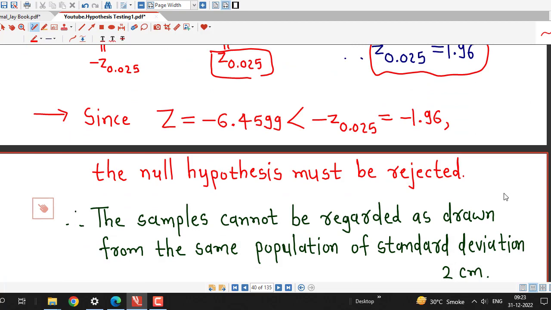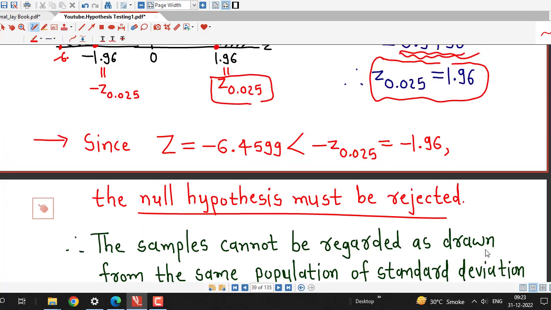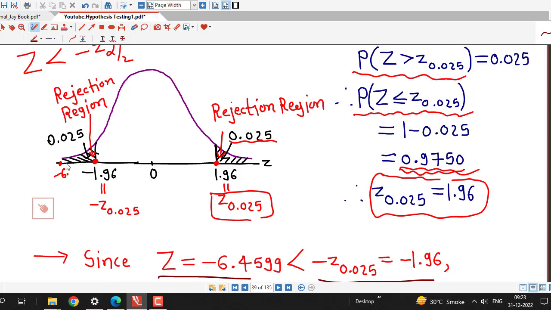And what was the null hypothesis? Null hypothesis was that samples are coming from the same population, but because we are rejecting the null hypothesis, conclusion is the samples cannot be regarded as drawn from the same population of standard deviation 2 centimeter, because calculated value of Z is less than tabulated value of Z, or it falls in the rejection region.